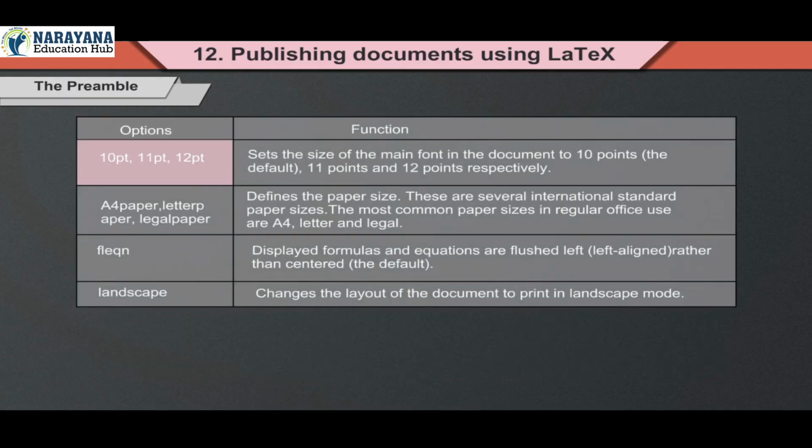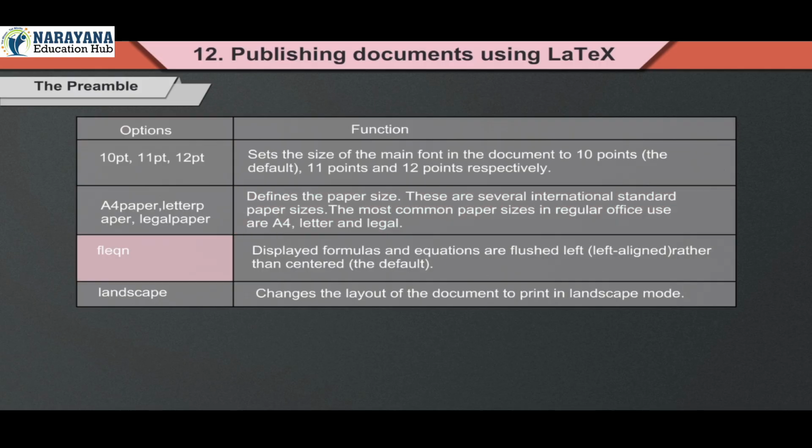Options 10pt, 11pt, 12pt. Function: sets the size of the main font in the document to 10 points, that is the default, 11 points, and 12 points respectively. Options a4paper, letterpaper, legalpaper. Function: defines the paper size. These are several international standard paper sizes. The most common paper sizes in regular office use are A4, letter and legal.